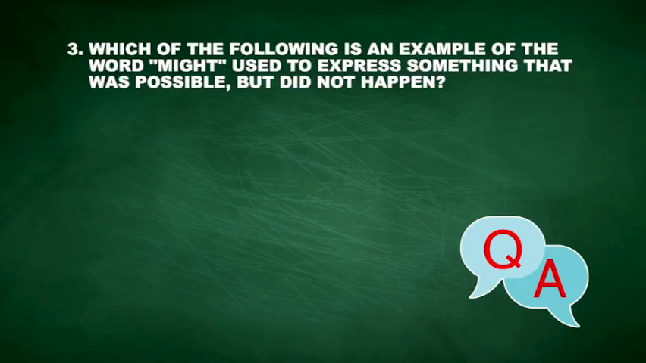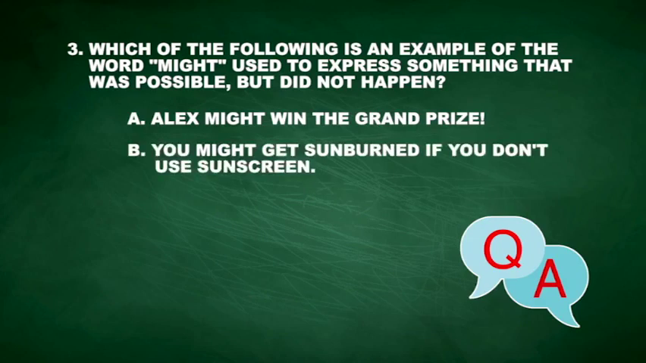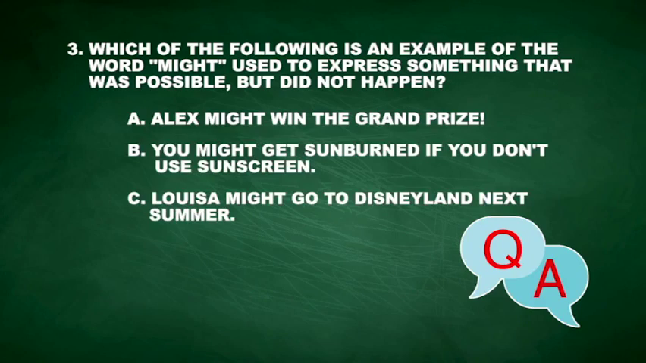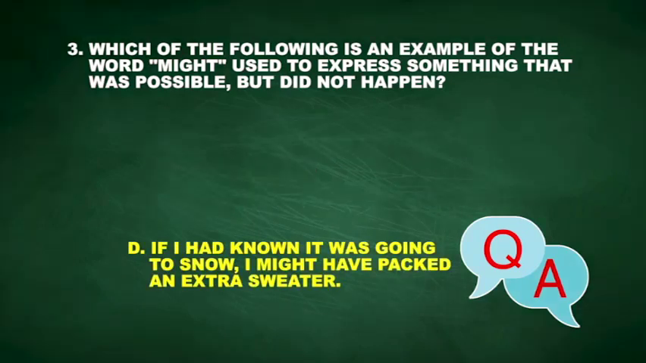Question 3. Which of the following is an example of the word might used to express something that was possible but did not happen? A. Alex might win the grand prize. B. You might get sunburned if you don't use sunscreen. C. Louisa might go to Disneyland next summer. D. If I had known it was going to snow, I might have packed an extra sweater. The correct answer is D. If I had known it was going to snow, I might have packed an extra sweater, shows that something was possible, but did not actually happen.